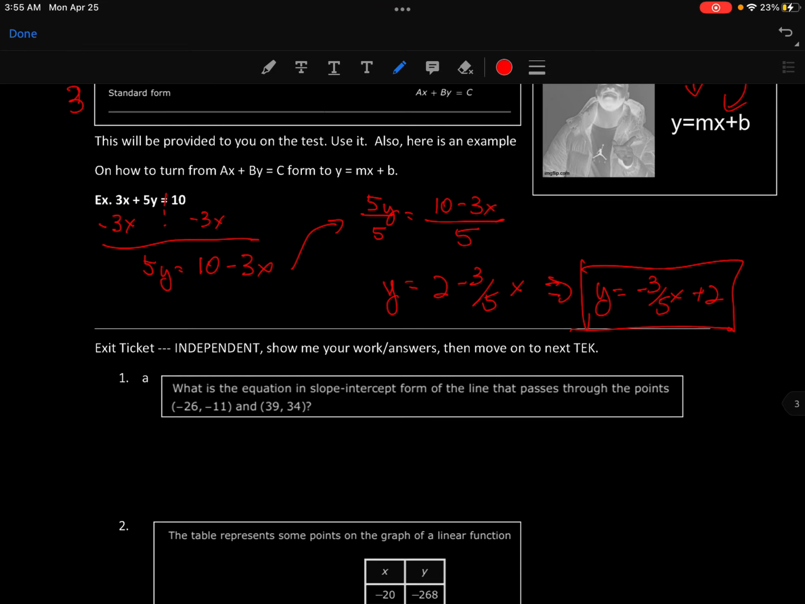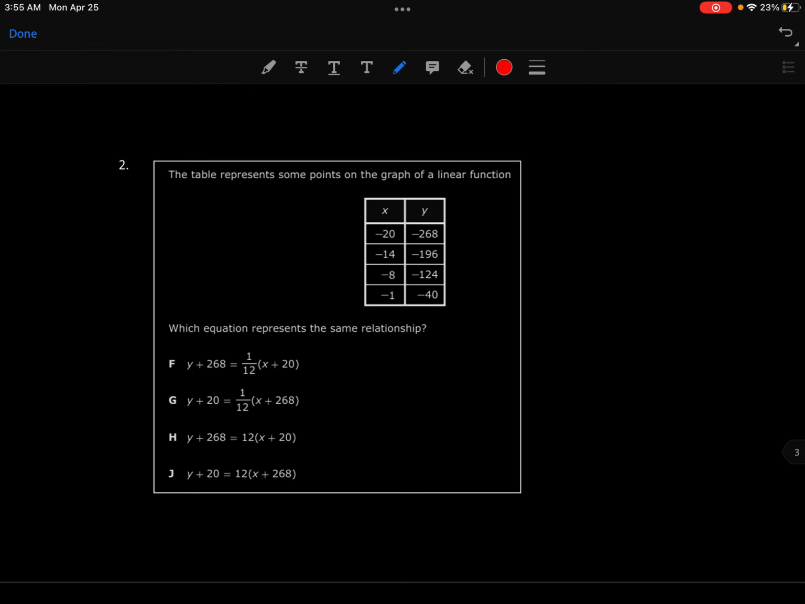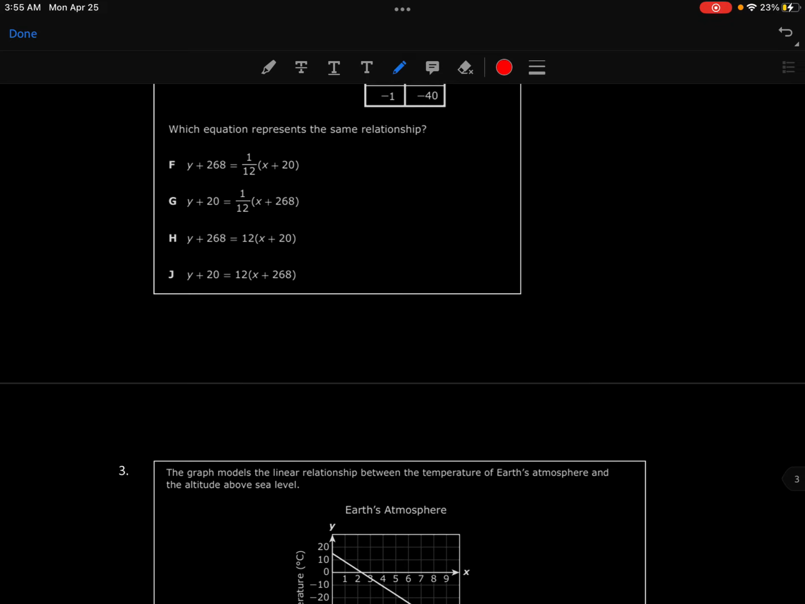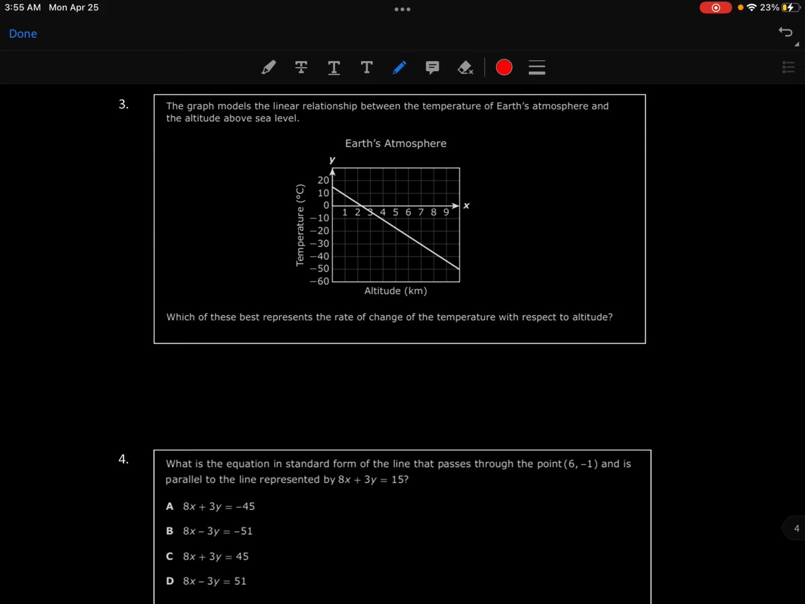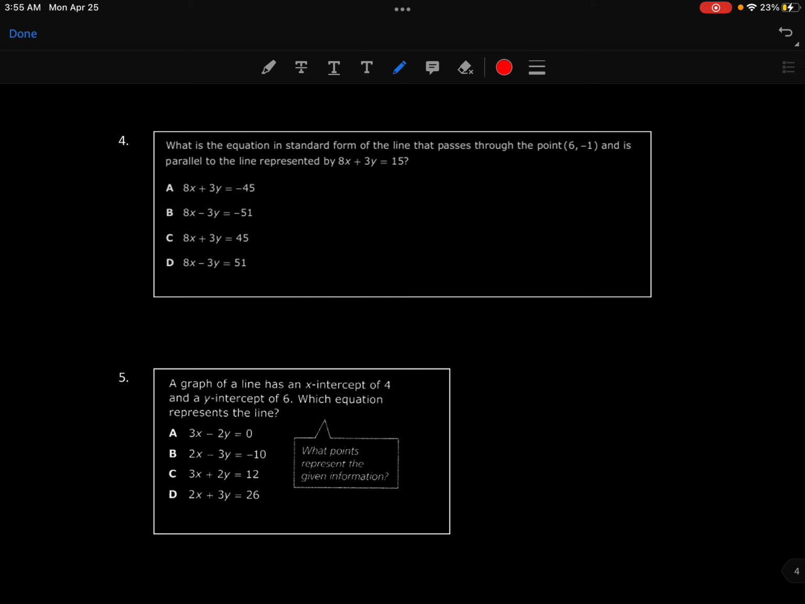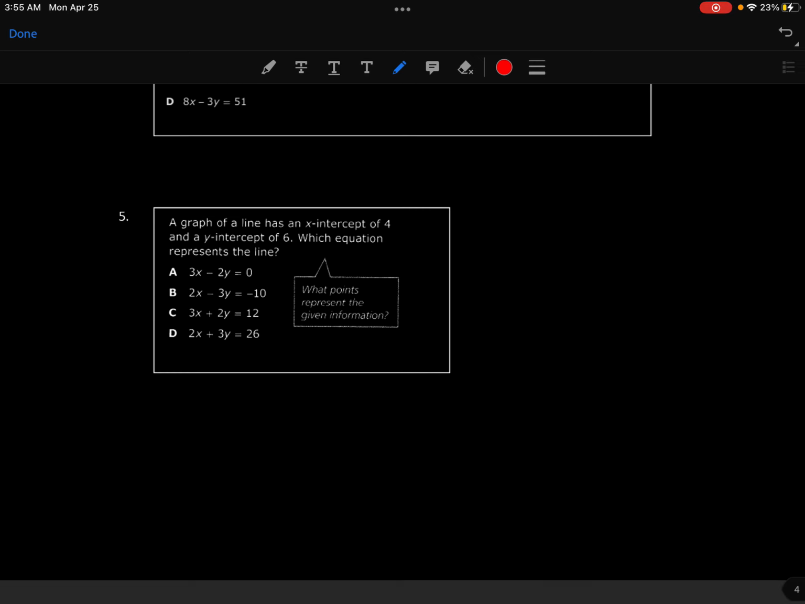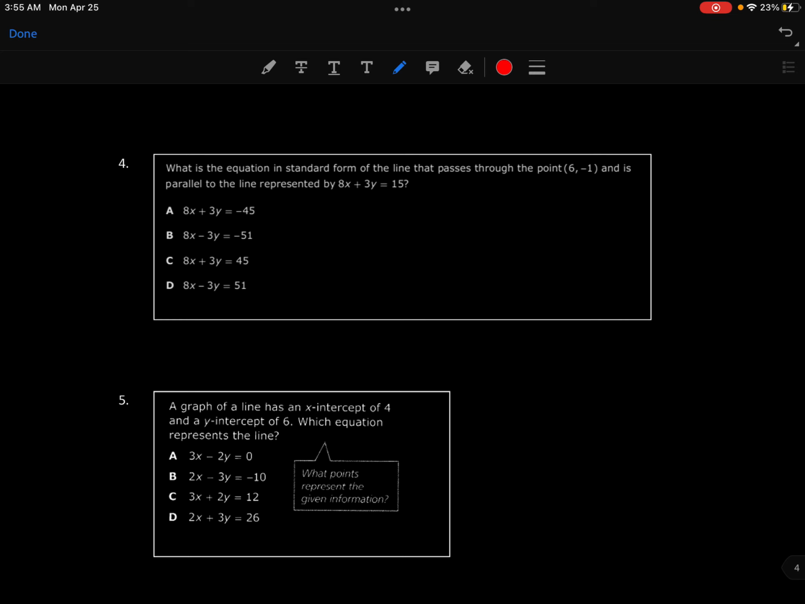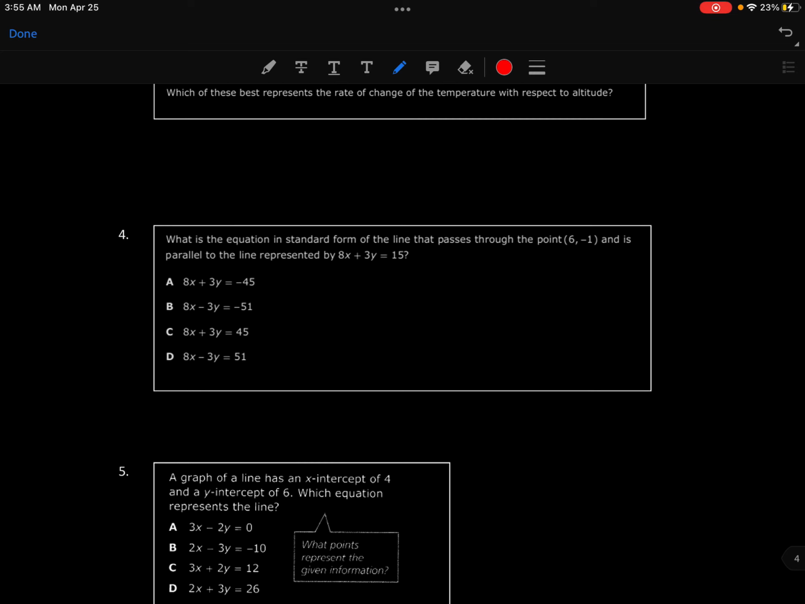Please do these questions on the bottom. You guys should be able to do it. There's only 2, I believe. Nope, there's more than 2. There's 5. Alright, good luck. Once you're done, please show me your answers. Then you're good to go for the next TEK. Thank you.